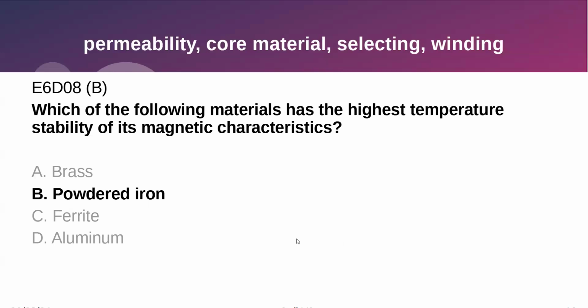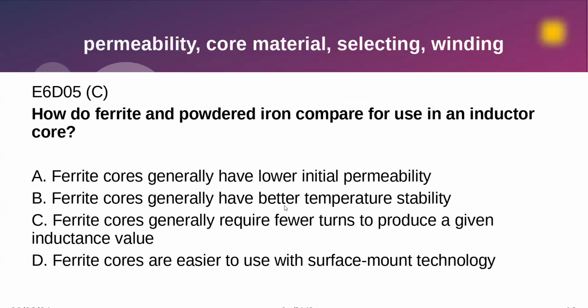How do ferrite and powder iron compare for use in an inductor core? Pretty wordy.